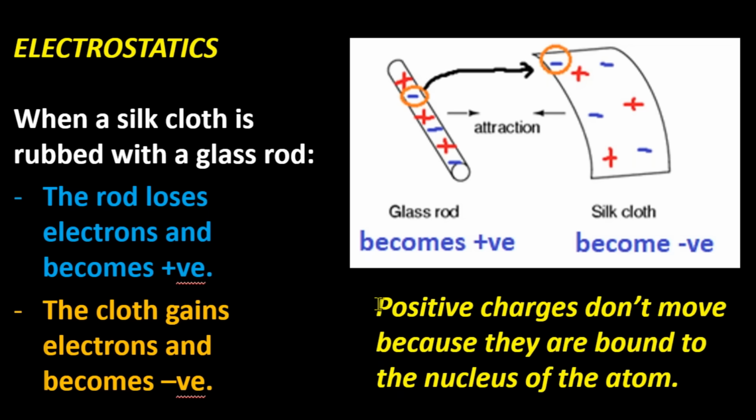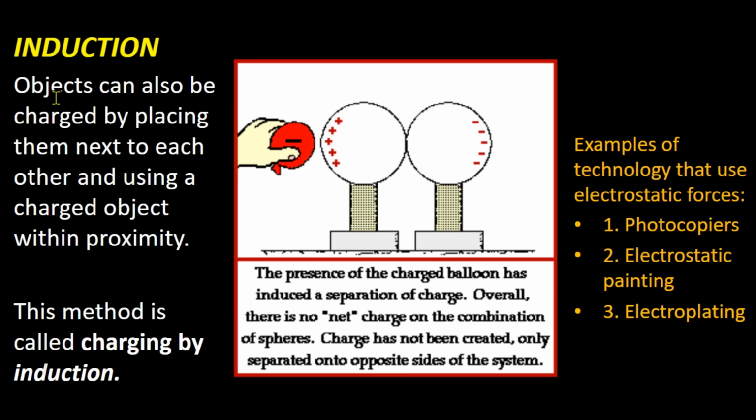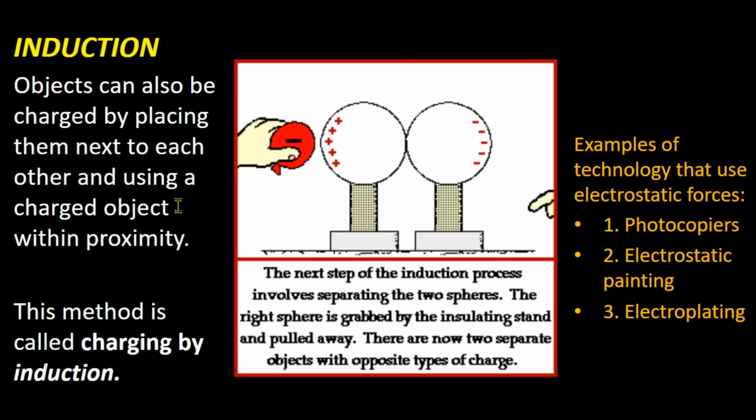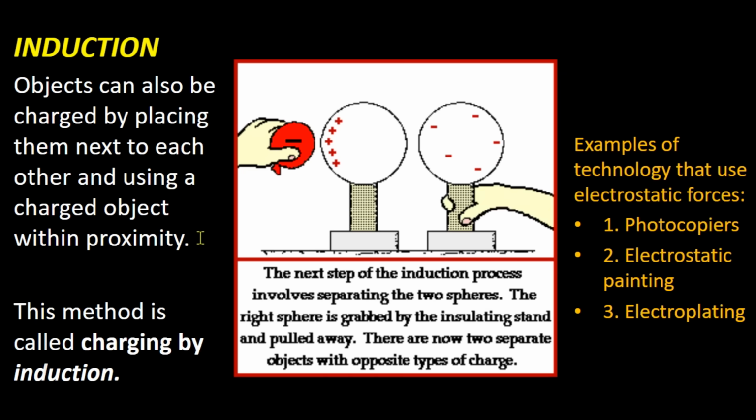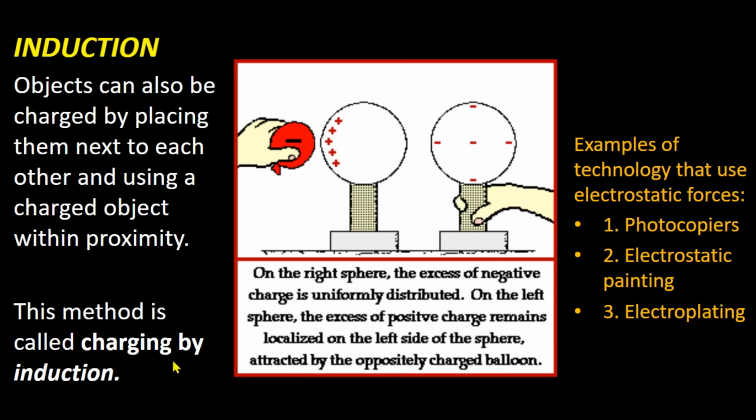Now only negative charges move because those are electrons, which are very light and are not bound to the nucleus. Positive charges don't move because they are bound to the nucleus of the atom, such as protons. Induction means objects can be charged without touching, by using a charged object within proximity. This method is called charging by induction.